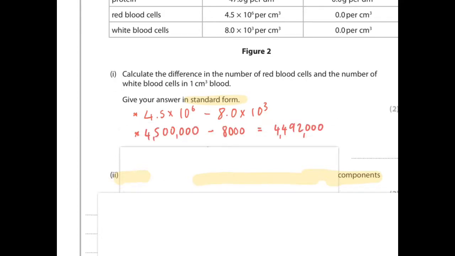So 4.56 times 10 to the 6 will be basically 4 with 6 positions after it, the first one being 5. So 1, 2, 3, 4, 5, 6, 5 here. And 8 times 10 to 3 is just 8 with 3 positions after it, meaning 8,000. So 4,500,000 take away 8,000 is 4,492,000.